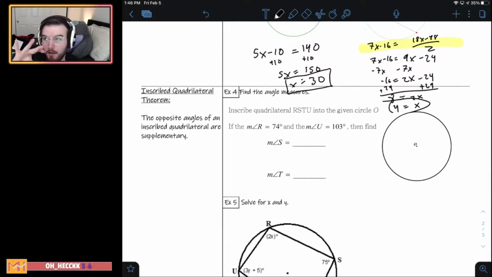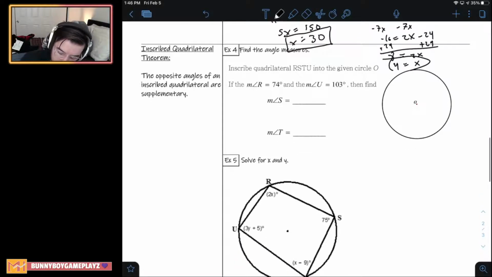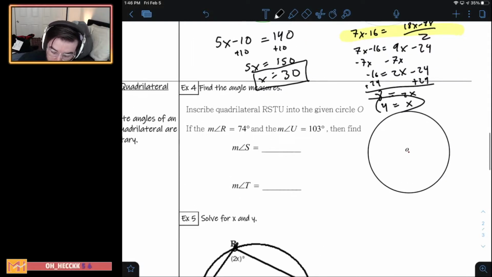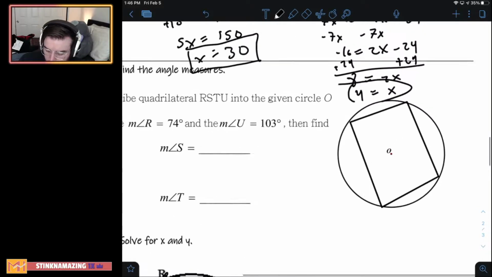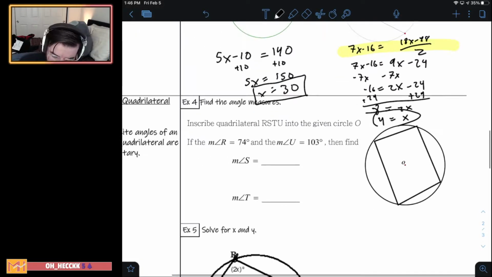This is a little bit random, but not quite random. Inscribed quadrilateral theorem. So the idea of being inscribed is the fact that the vertices are touching the circle. So instead of it just being one angle that's inscribed, we're actually turning it into a quadrilateral. So boom, boom, boom, boom. That's kind of like a rectangle. It's not actually a rectangle. It's just 4 sides. It's almost a rectangle, but not quite.